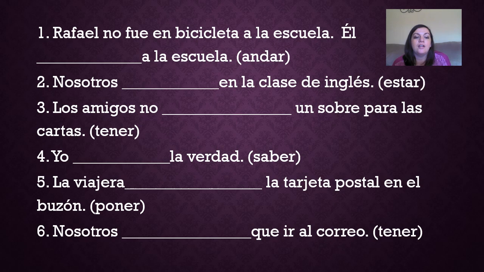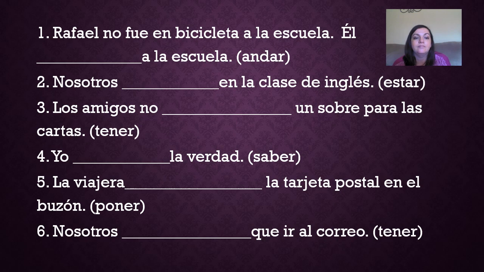All right, let's do some practica. So number your paper 1 to 6, go ahead and pause the video. I want to see if you can go through, read the sentence, and see if you can conjugate the verb in parentheses correctly in the past tense. These are all irregulars. So go ahead and pause your video and see how you do. All right, 1 through 6, here we go.